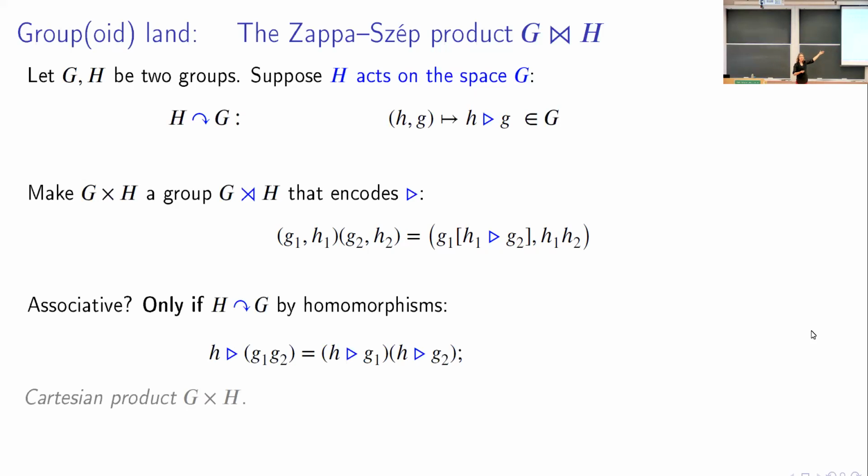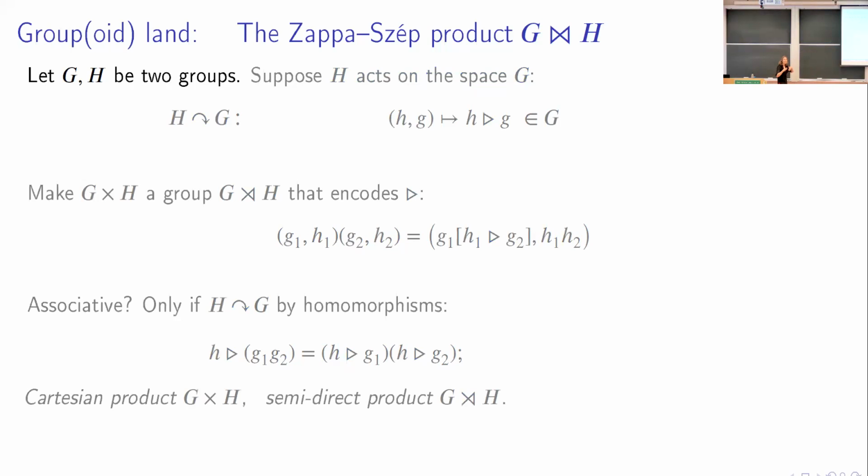But for associativity, I actually need an extra condition, namely, I can't just act on the space, I should actually act on the group, right? I should act by homomorphisms. So I really need that if my H acts on a product, then it's the same as acting on the individuals and then multiplying. Only then is this associative, only then do I get a group. And that's the semi-direct product. Okay, you might have an idea of where this is going now.